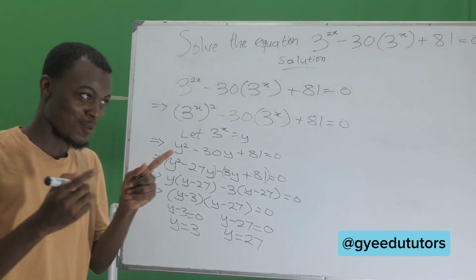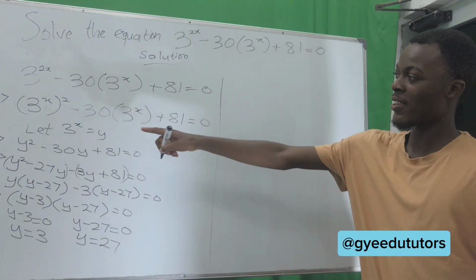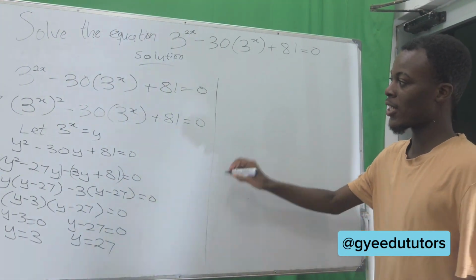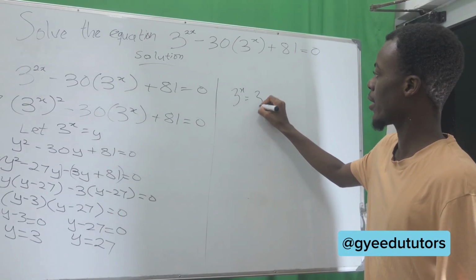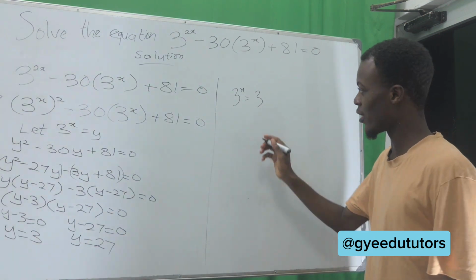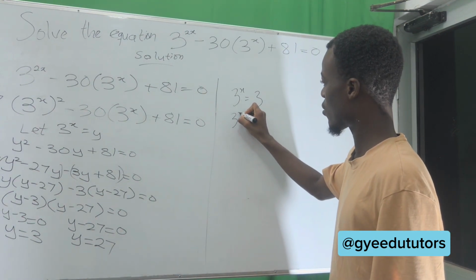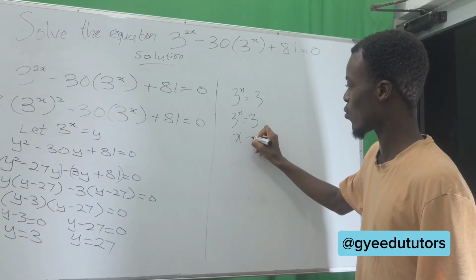Right? So come with me here. So now we said let 3 exponent x to be y. So now 3 exponent x is equal to 3. And any number has an exponent of what? 1. Okay. So now 3 exponent x is equal to 3 exponent 1. So therefore, x is equal to what? 1.